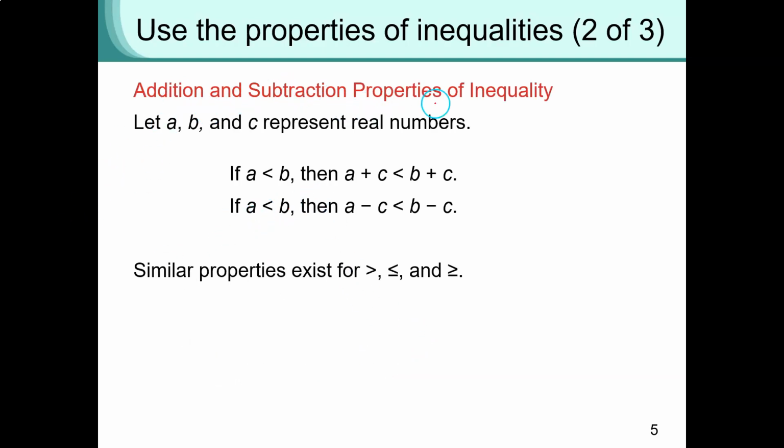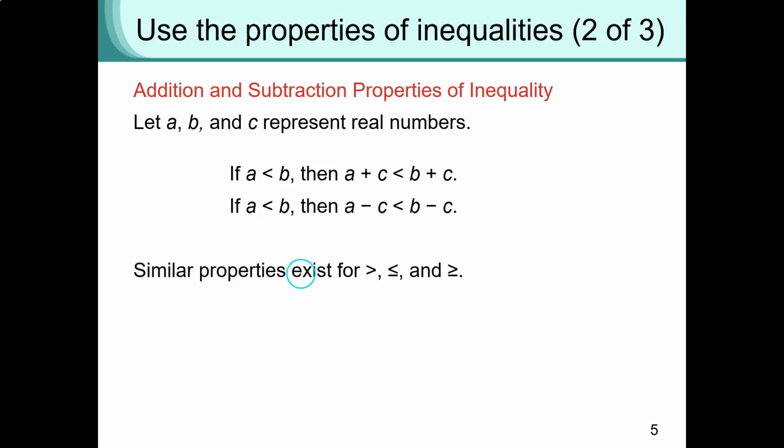Addition and subtraction property of inequality. If A is less than B, then A plus C is less than B plus C. So when I add a number to both sides of the inequality, the direction of the inequality sign remains the same. The same is true when you subtract a number.